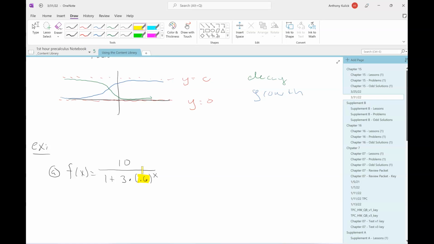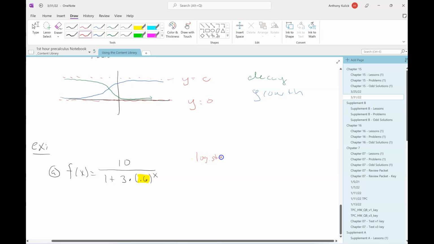So this is growth. It's the opposite rule as exponential growth and decay, because notice where the exponential is. It's in the denominator of the fraction. So it basically means the rules are reversed. So this is growth. Maybe we'll say logistic growth. Let's be specific, right? And I'll write down the reason.